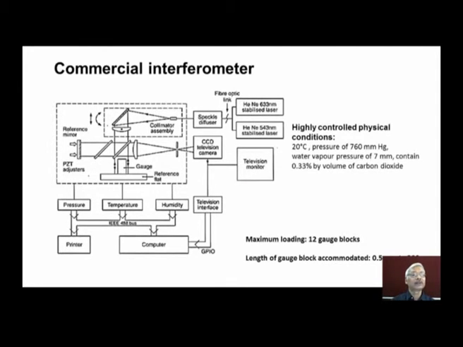Now it is very important that this chamber where the gauge is placed, we should control the working environment like pressure, temperature, humidity. So those things we need to control. And another advantage of these interferometers is at a time we can load 12 gauge blocks, so that the measurement throughput is more, and length of gauge block that can be accommodated in the working chamber is 0.5 millimeter to 300 millimeter long gauges can be placed here.